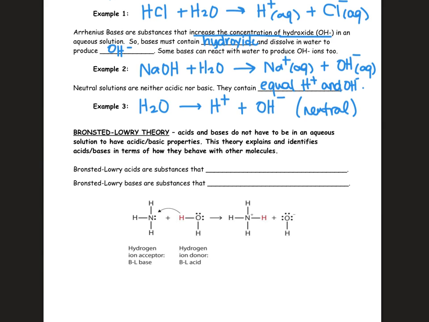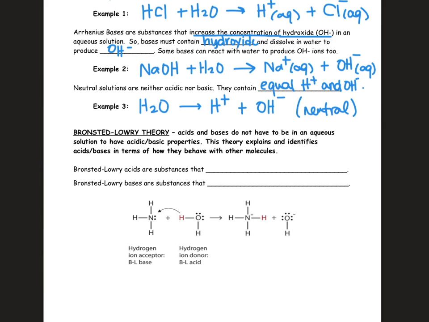This next theory is the Bronsted-Lowry theory. Bronsted-Lowry was a bit of an improvement, and what they based it on was what the acids and bases are doing in the water. This was hard to figure out at first, because we couldn't figure out what was going on inside our solutions because we can't see it.